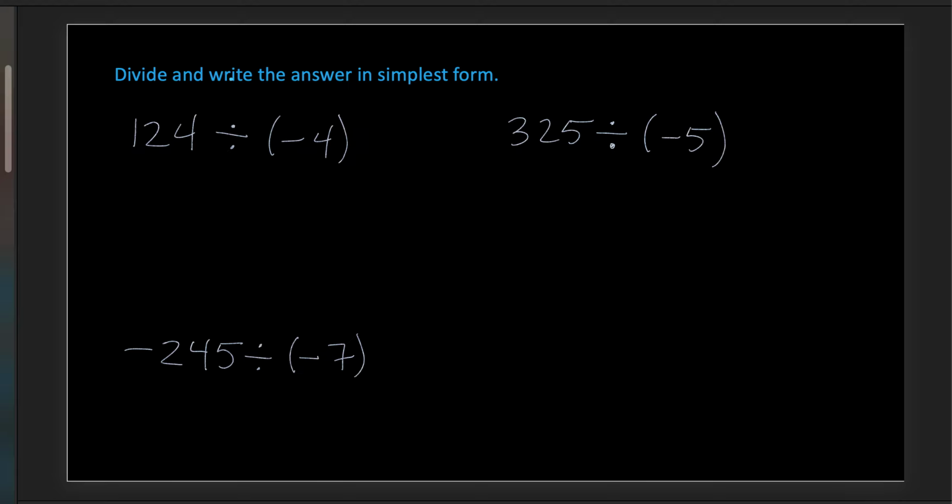That's in the discussion and the quiz and the test. So make sure you're really looking at what that symbol is supposed to be, because Blackboard has it so small. Now we have 124 divided by negative 4.